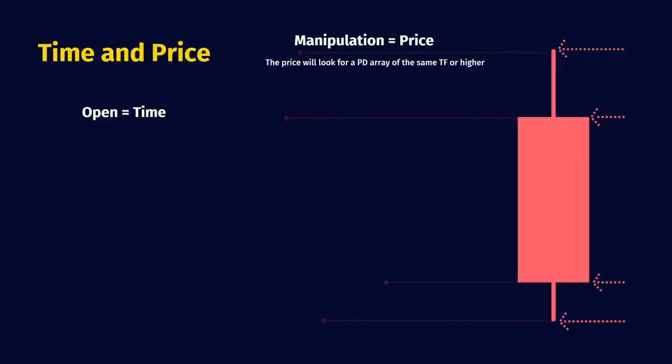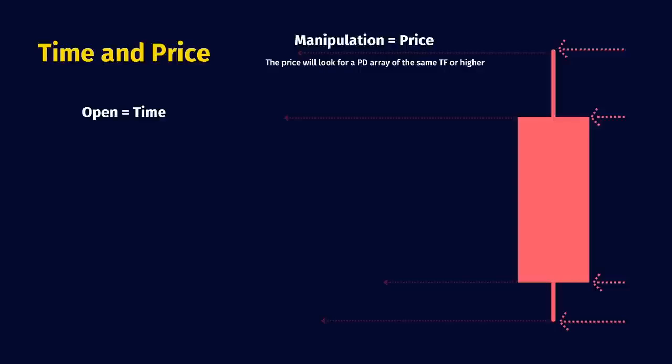And when price moves in the manipulation phase, price is moving to one specific PD array. In other words, to one specific price. One daily fair value gap, breaker, I don't know. But when price has this manipulation phase, price is looking for one PD array on a higher time frame. So this is price. And when one Power of Three or one candle opens, this is time.